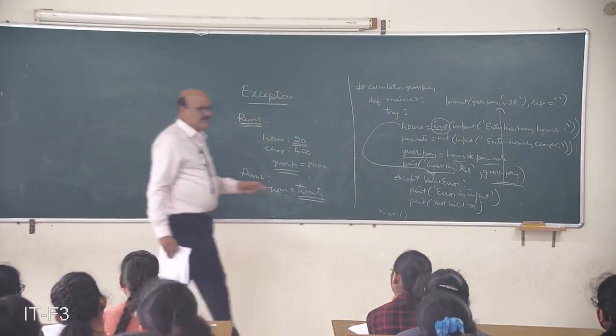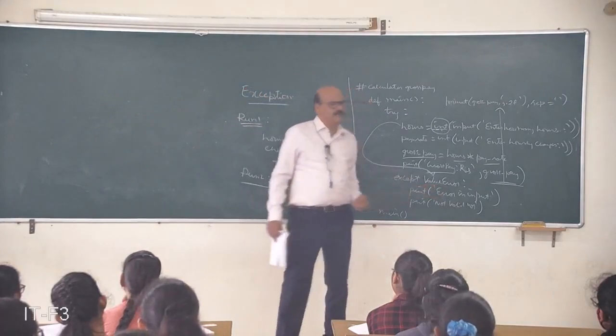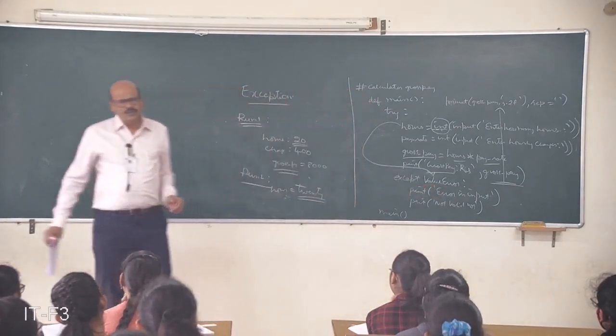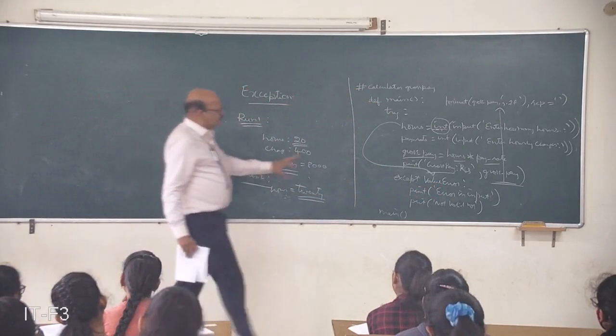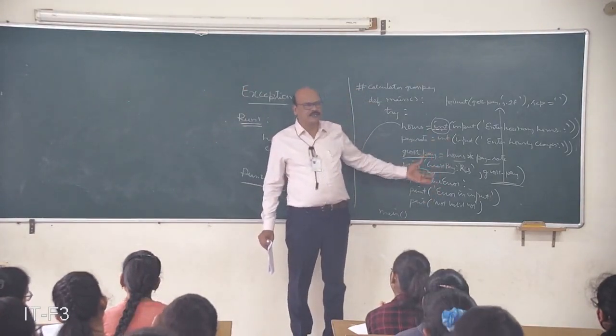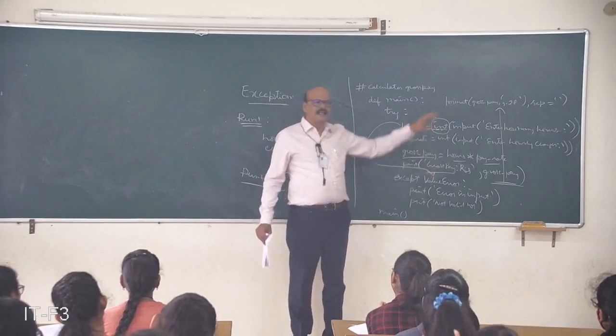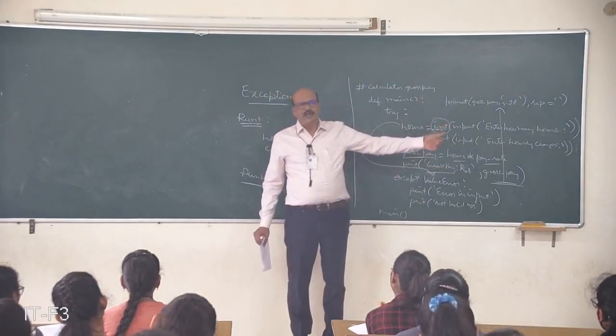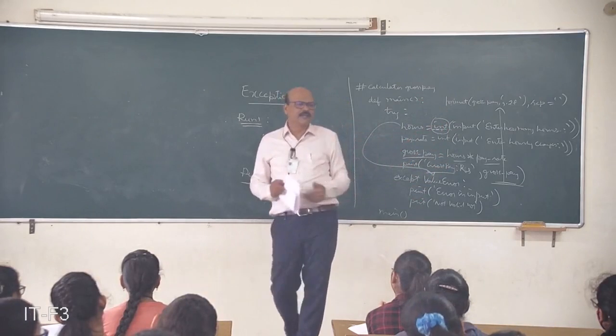Why do we have to write this ValueError? I'll try to explain in a moment. Sometimes the same set of statements may raise multiple exceptions. They are capable of raising multiple exceptions, say ValueError, or another error which is IOError, input output error. I'll try to explain the purpose.